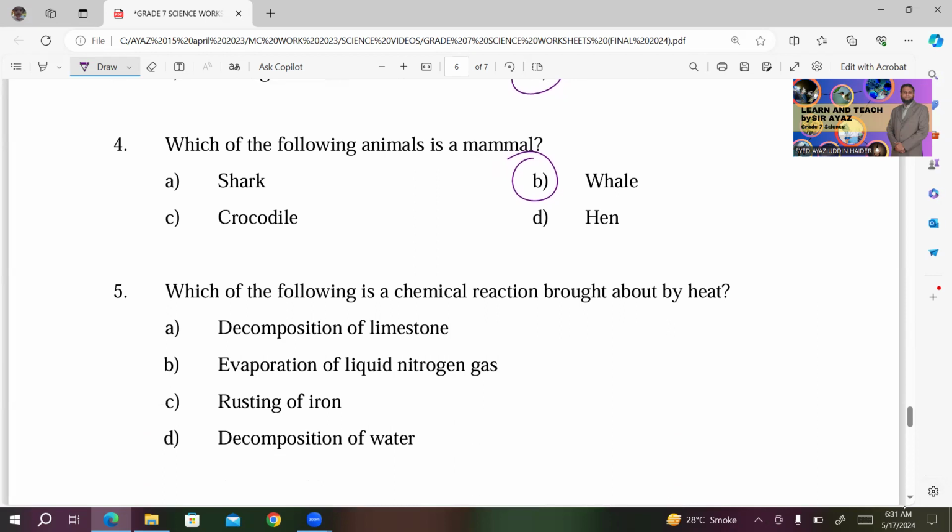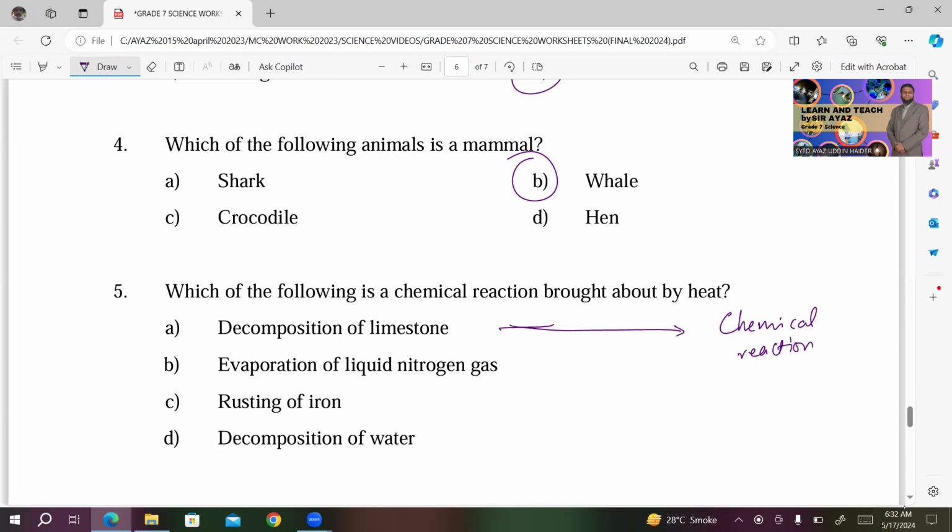Number 5, which of the following is a chemical reaction brought about by heat? A. Decomposition of limestone. B. Evaporation of liquid nitrogen gas. C. Rusting of iron. D. Decomposition of water. First of all, you have to identify which of these are chemical reactions. This is chemical reaction.